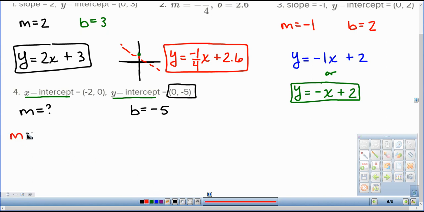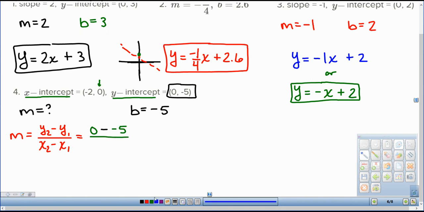So I need to use the information provided to find the slope. And so I go back to my slope formula and we plug it in. Give me a y value. I'll just start here. That's 0. Then it says minus. Give me the other y value. Well, that's negative 5.